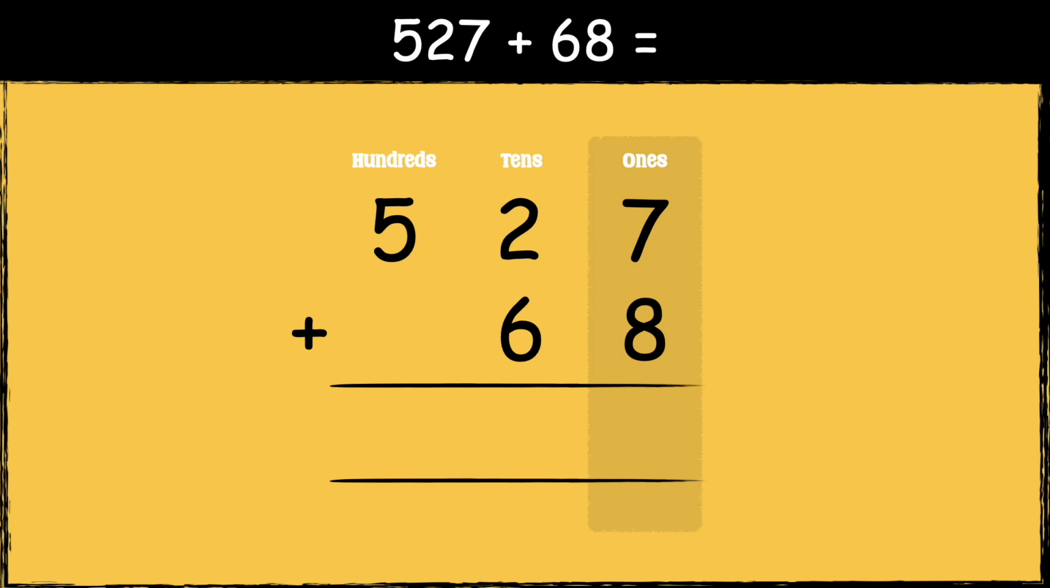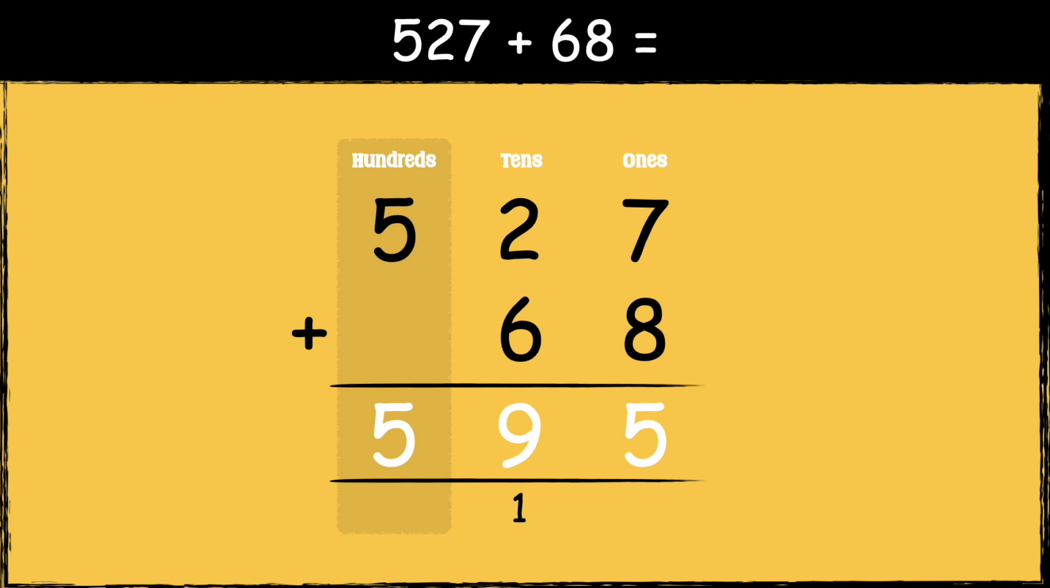7 add 8 equals 15. We carry the 10 below in the tens column. Now we need to add the digits in the tens column. So 2 add 6 add 1 equals 9. Now we need to add the digits in the hundreds column. We only have 5 in the hundreds column. So the answer is 595.